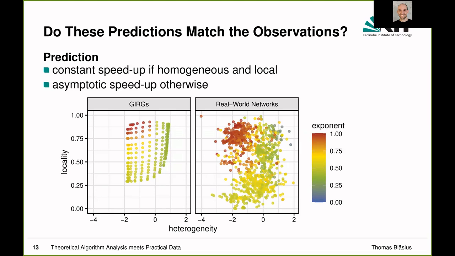This, by the way, also explains how I chose the instances in the beginning, where I said I kind of cherry-picked the instances. The instances where I only have a constant speedup, I picked from somewhere up here, and the instances where I have an asymptotic speedup, I picked from somewhere over here.